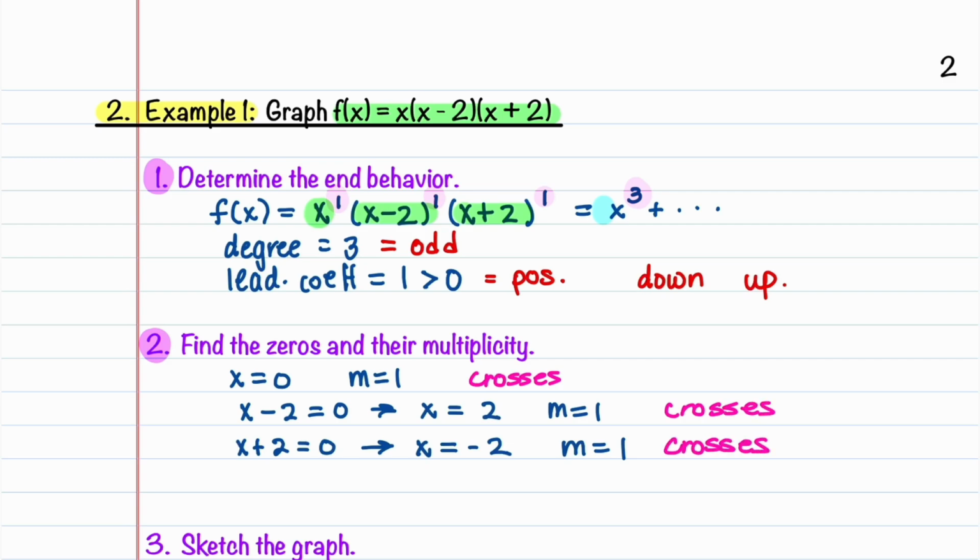In our next example, it won't happen that all 3 of our roots will cross the x-axis. Before we go on, I just want to highlight our zeros because the next step is going to be to sketch our graph, and we're going to have to know what these zeros are.